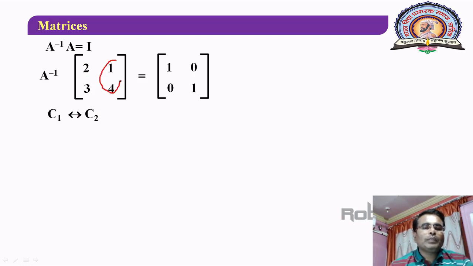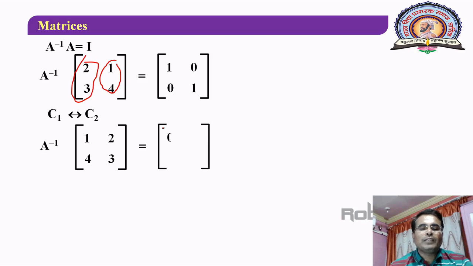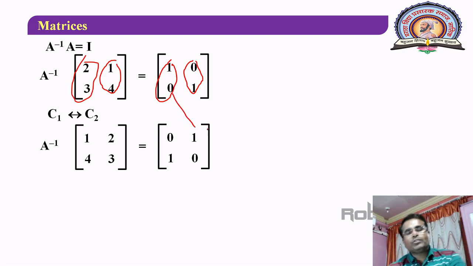So this second column will appear as the first column. See what happens. A inverse remains as it is. Here the first column is 1, 4. So the second column appears as the first column, and now this first column 2, 3 appears as the second column. The same thing happens on the right hand side also, because we have to balance the equation. So 0, 1, this second column on the right hand side appears as the first column, and this 1, 0 will appear as the second column. This is your first step.